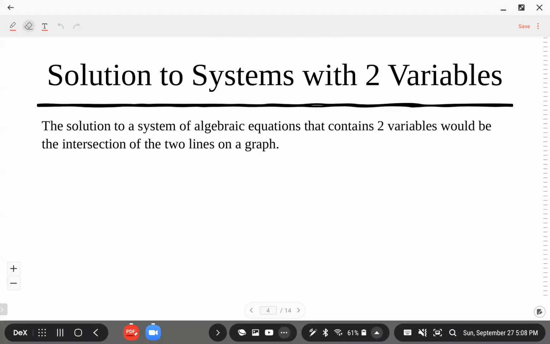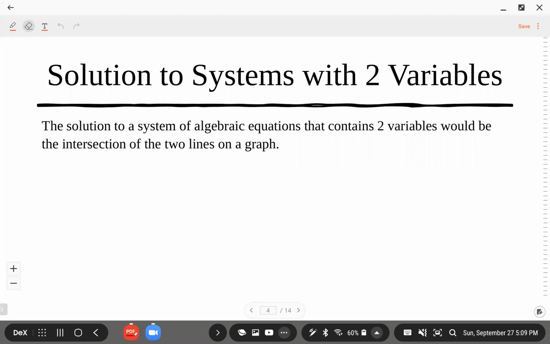So next, the solution to systems with 2 variables. So today we're only going to be doing systems with 2 variables. This is because I'm introducing you to systems. So 2 variables are easier than 3 variables. 4 variables are even harder, okay? So we're only doing 2 variables today. So the solution to a system of algebraic equations that contains 2 variables would be the intersection of the 2 lines on a graph.